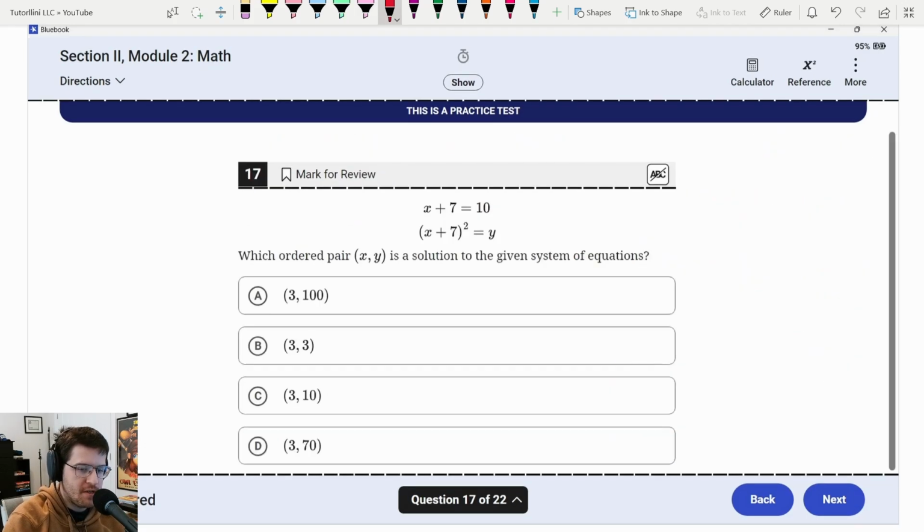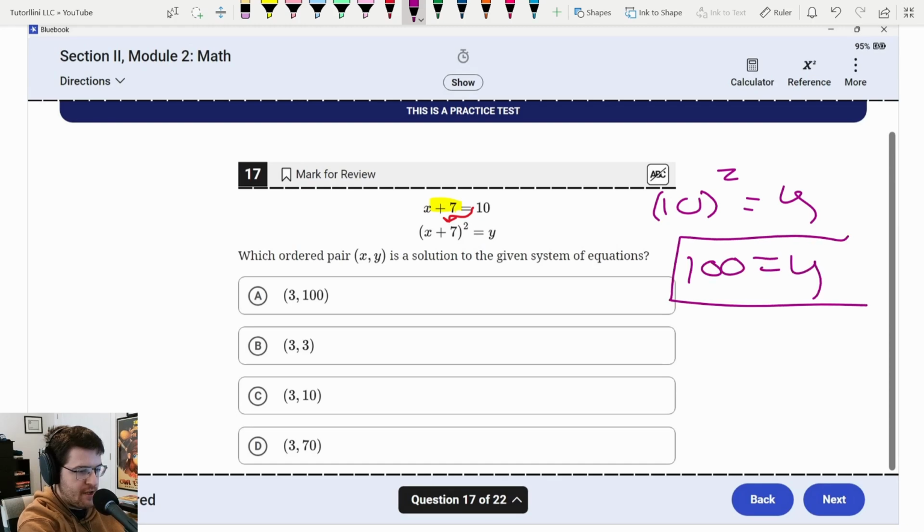Okay, question 17. For this one, I'm noticing that x plus 7 shows up in both of these. So I'm going to put this value 10 in for x plus 7. I get 10, but that's squared, so I have to square it, equals y. 100 equals y. I don't even need to do anything else. The only answer choice with a y of 100 is A.